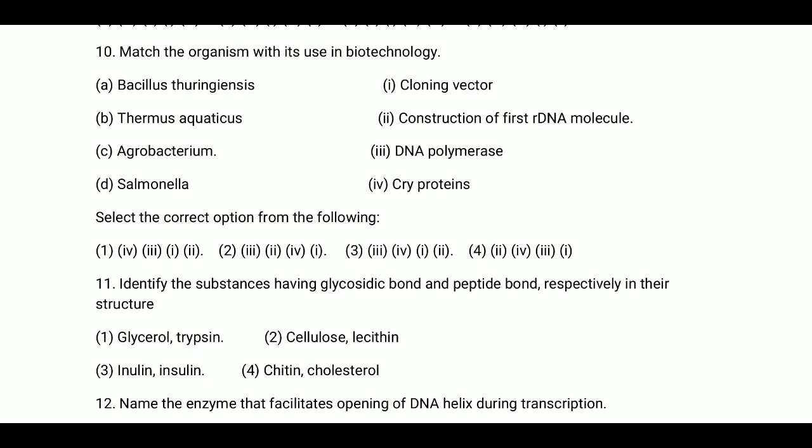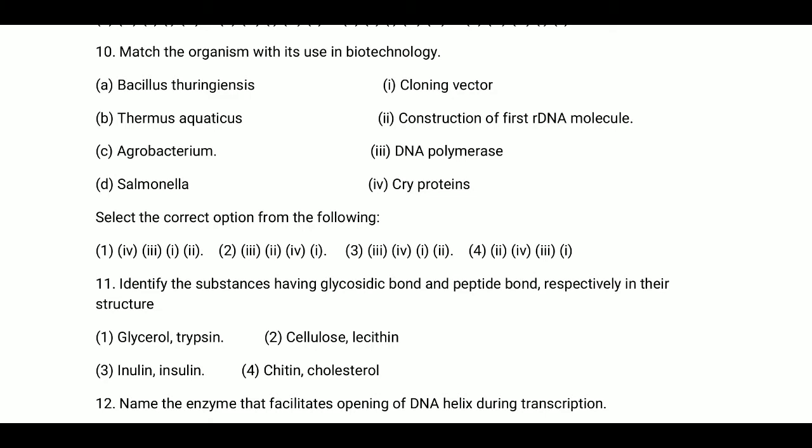Then match the organisms with its use in biotechnology. Here are the options: Bacillus thuringiensis, Thermus aquaticus, Agrobacterium tumefaciens, Salmonella typhimurium. And here are the other options: cloning vector, construction of first rDNA molecule, DNA polymerase, and cryoproteins. So for this, the right answer should be Bacillus thuringiensis is being used for cryoproteins, right?